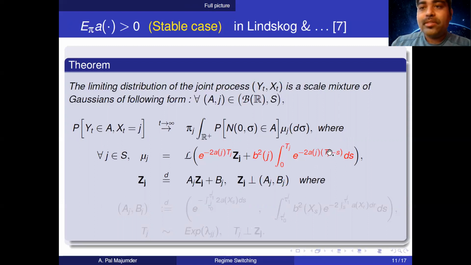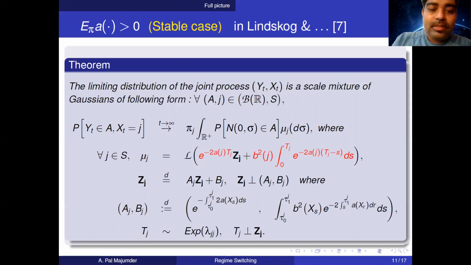T j is an exponential distribution with parameter lambda j, and Z j is a stochastic recurrence equation as I described two slides before, where A j and B j are given by some particular functionals of the underlying regime switching process in the regenerating integral. So given A j and B j, this dynamics Z j is very explicitly described, and that way you know each and every component of the stationary distribution.